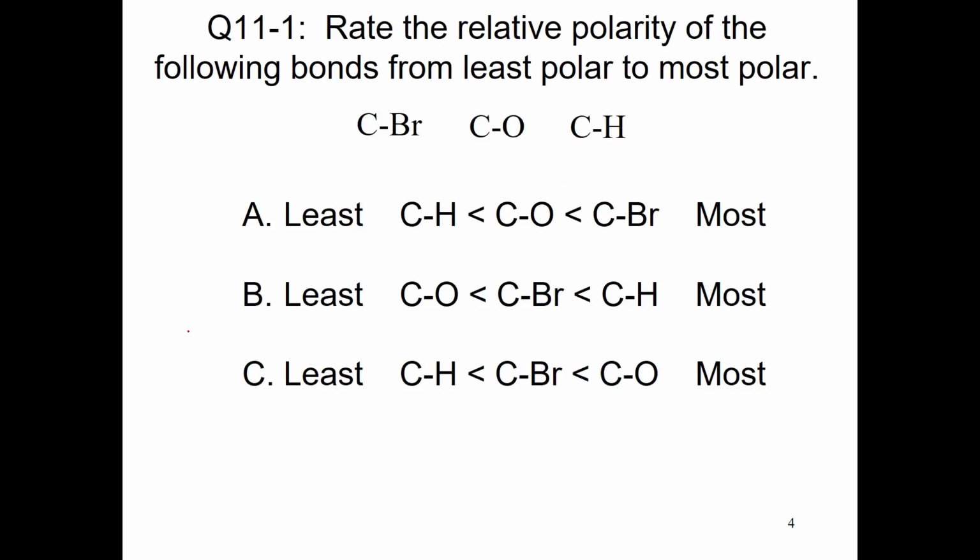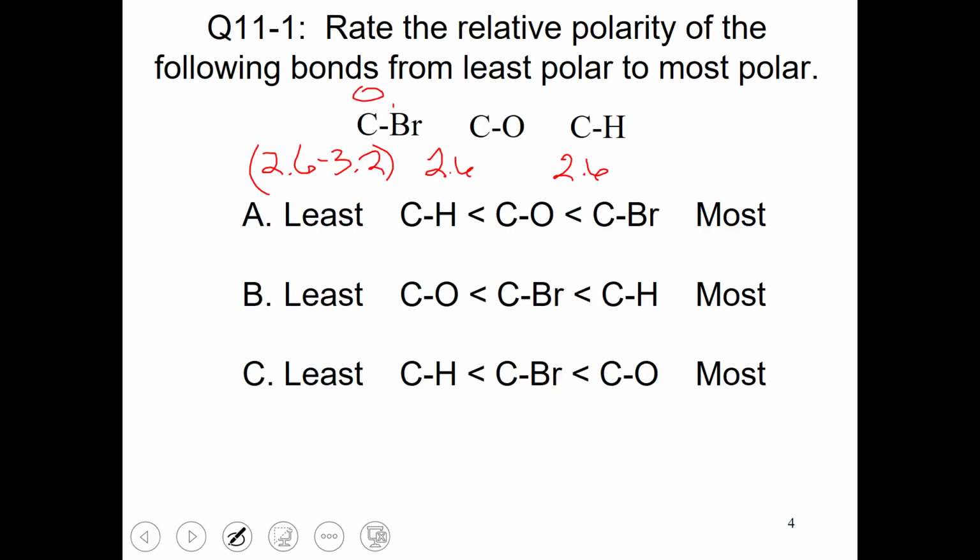So let's put the value of 2.6 below each of the carbons. 2.6 here, 2.6 here, and 2.6 here. Bromine is 3.2. So the difference in electronegativity between 2.6 and 3.2 is 0.6. Oxygen's electronegativity is 3.4. So the difference in electronegativity is 0.8. Hydrogen has an electronegativity of 2.2. So the electronegativity difference is 0.4.